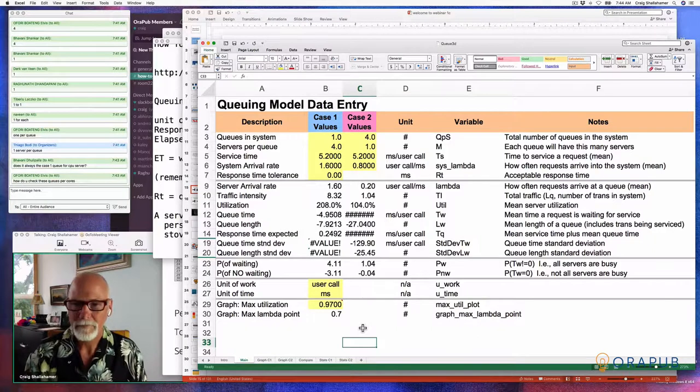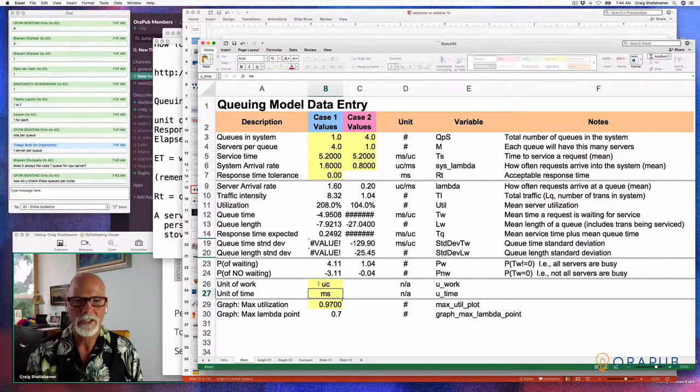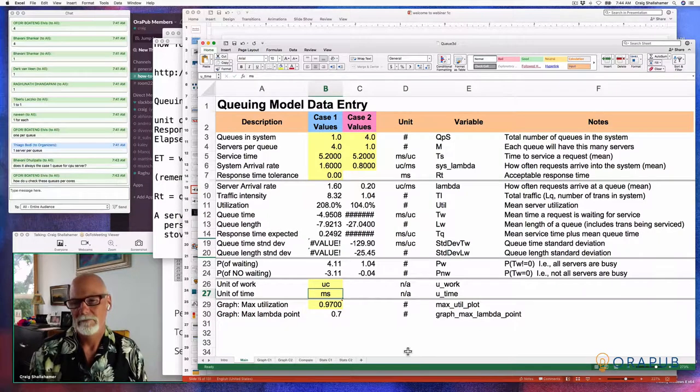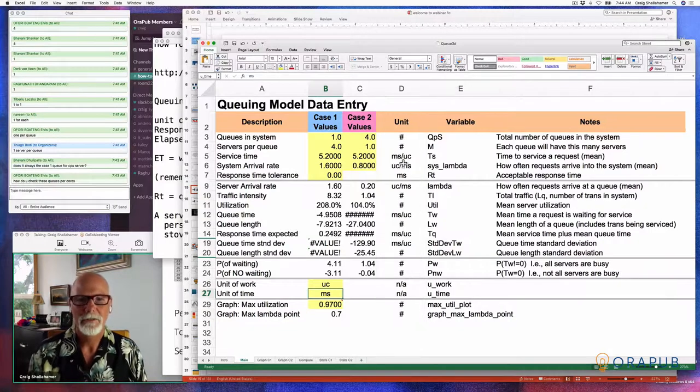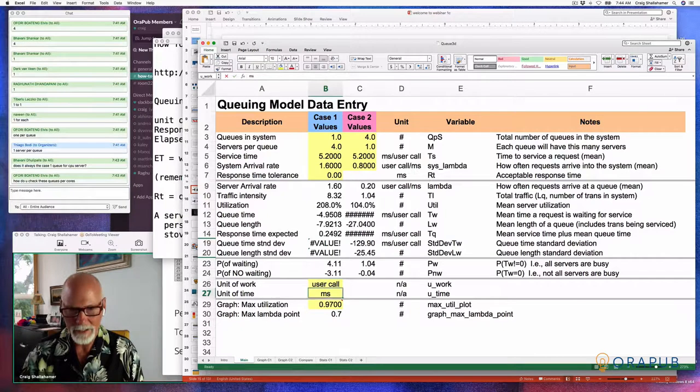You'll notice everything changed here from milliseconds to user call. And sometimes you can just abbreviate and put UC for user call. In fact, let me just keep it like that. It makes it a little cleaner. But you have to realize that I'm going to put user call back in there. I don't want you to have to make multiple jumps of understanding what I'm talking about. In fact, I'm going to put an underscore right here.